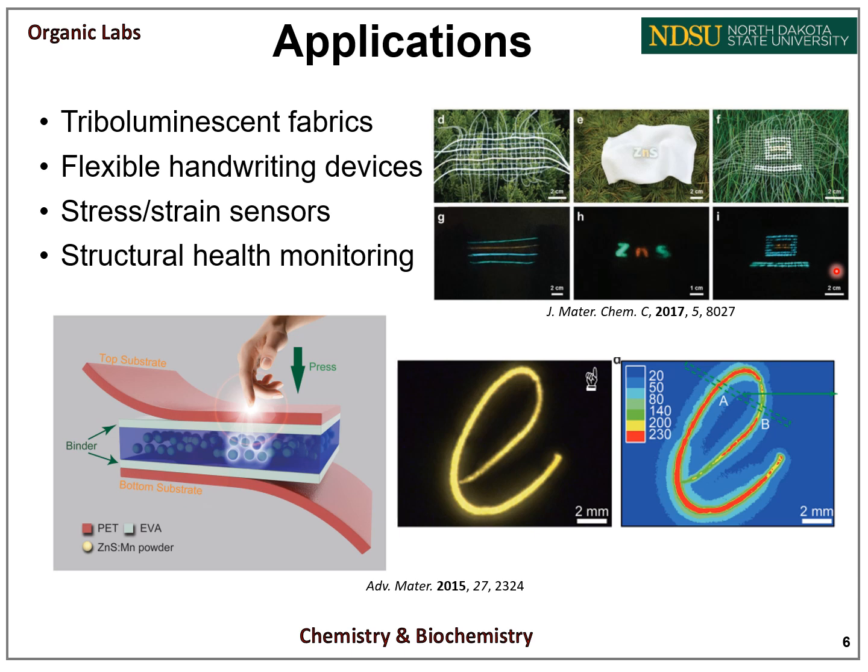Another application includes flexible handwriting devices, as shown here, which could be used for recording electronic signatures, as they could record things like local pressure and speed of writing, which is useful information for identification verification. Other applications include stress sensing, damage sensing, and structural health monitoring, in which the detected mechanical stress is converted into visible light.